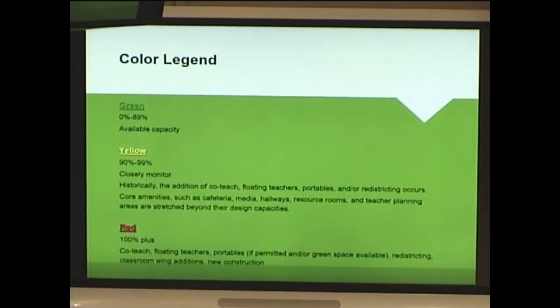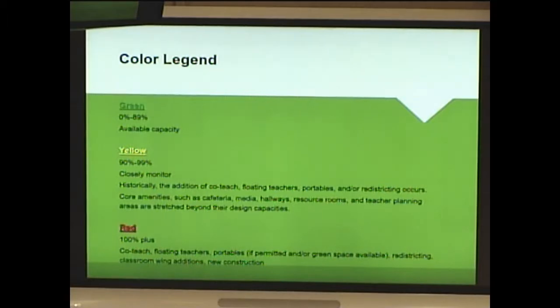We probably start pulling portables in, and it's that kids don't come in a perfect number. We might have a high ESE population. We might have unique programs or academies in the school that are altering the way it was designed, but we're better serving the needs of the community. And then when a school is in the red, we're definitely looking at co-teach, teachers on a cart, portables.